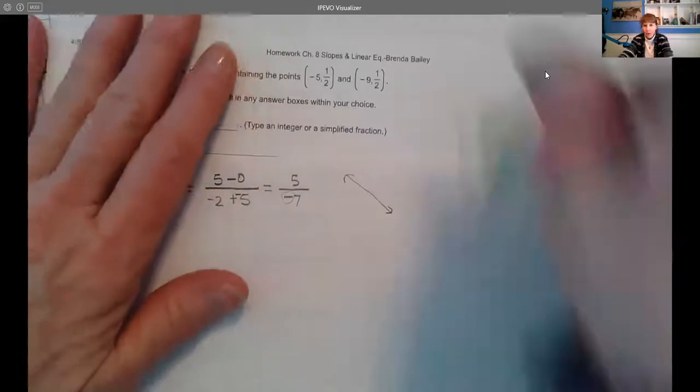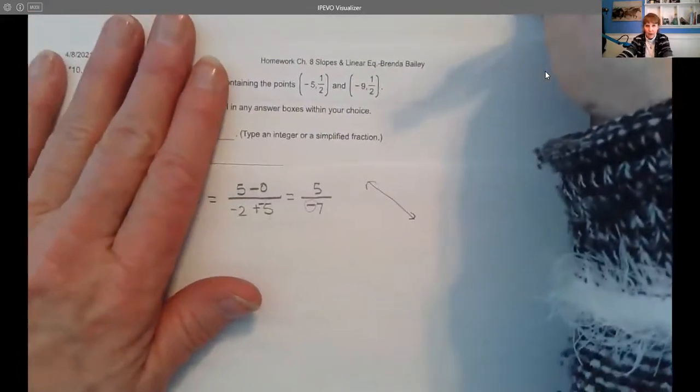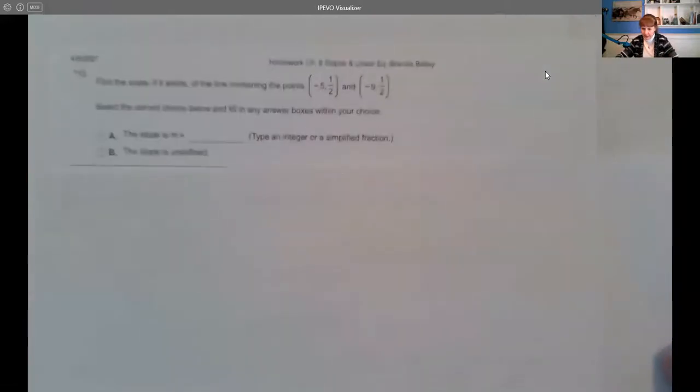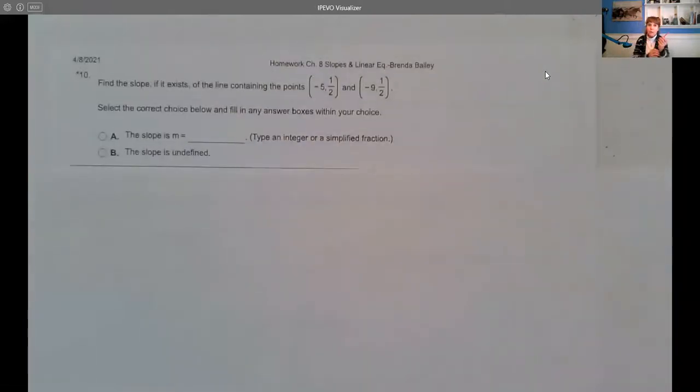For some reason, people put the x's in the numerator. One reason why I put these in here is that way we can review fractions.